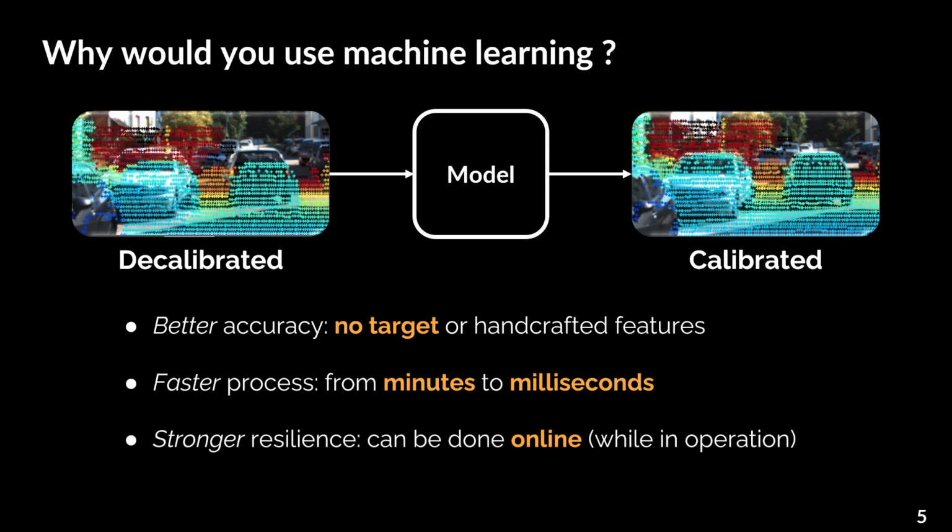Advantages of machine learning compared to traditional methods are that it offers a better accuracy because it does not rely on any target or handcrafted features. It also offers a faster process because it does not require any data acquisition by humans, but also the computation itself is faster. Finally, machine learning offers a stronger resilience because it can be done online without any human intervention, meaning it can be done at any time when the vehicle is operating.